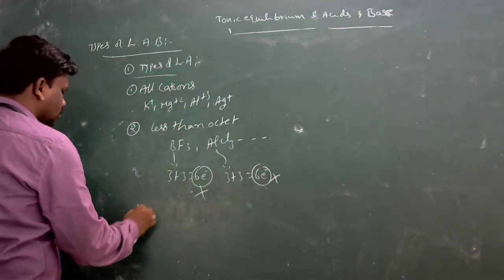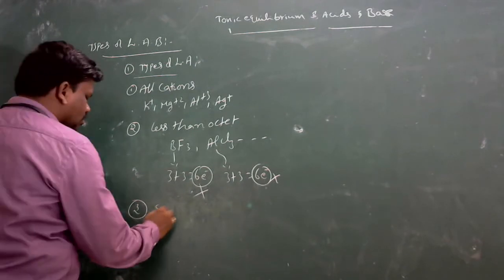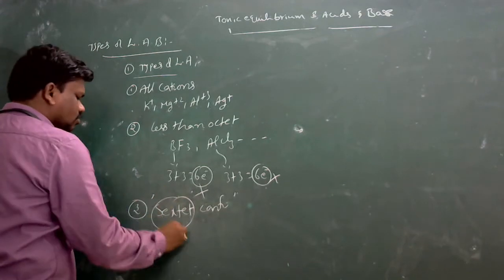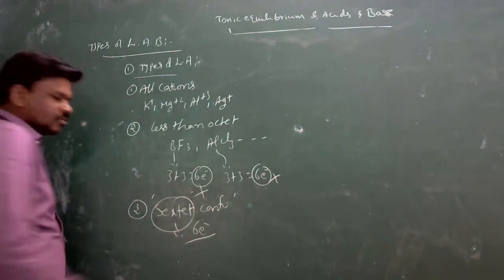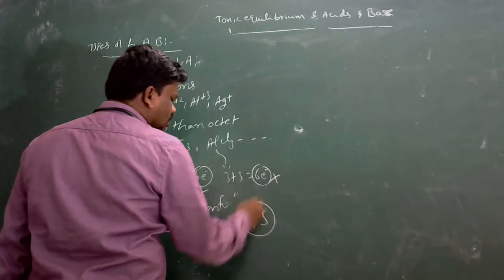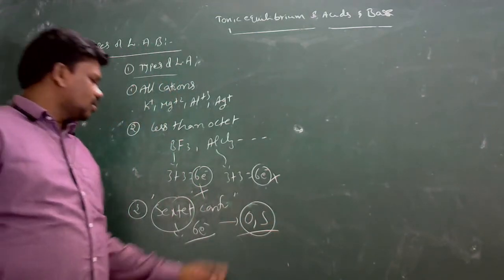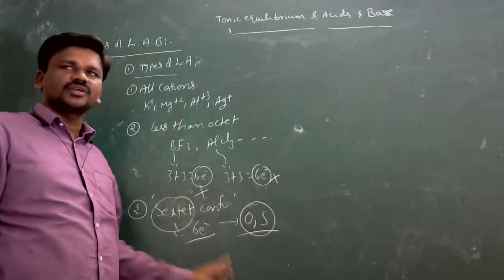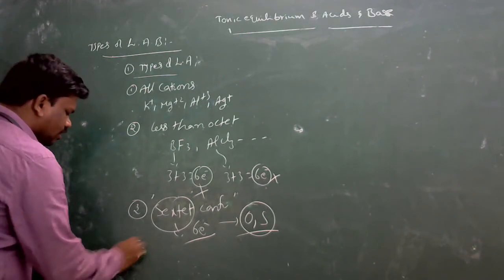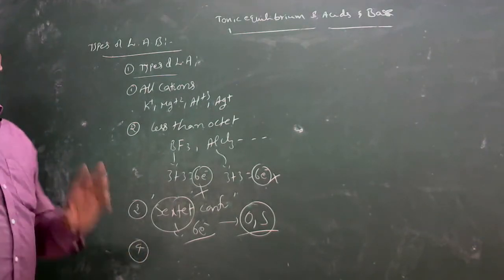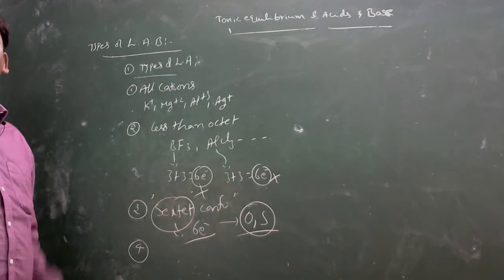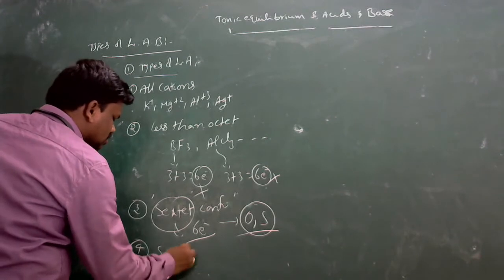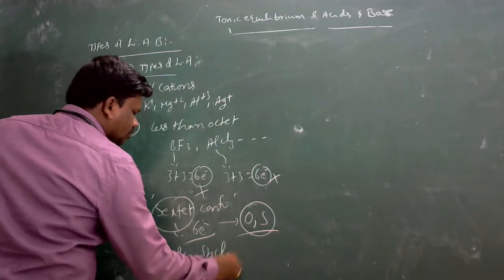And another one: molecules having sextet configuration. Sextet configuration means the outermost shell has 6 electrons. For example, oxygen and sulfur have 6 valence electrons in the outermost shell, so they act as a sextet configuration. And very important, molecules having vacant d orbitals act as Lewis acids, for example SiCl4, SnCl4 and so on.